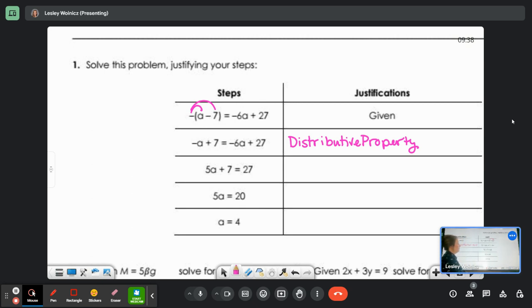Okay, what about the next one? I like to look for what's different. So did the 7 and the 27 change? No. Okay, but we used to have negative 6a on the right, and now we don't anymore. So what happened to get rid of the negative 6a? Yeah, it got added over. So which property is that? Yep, the addition property of equality.